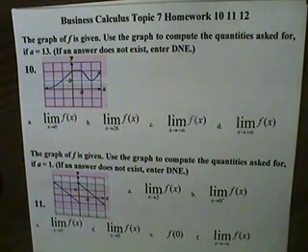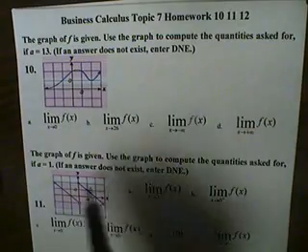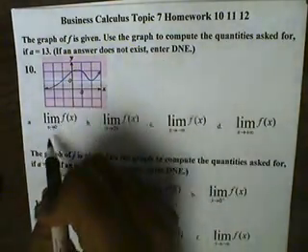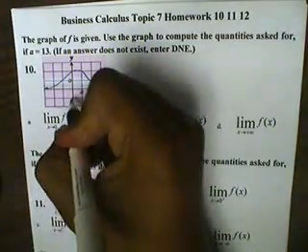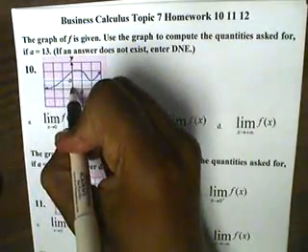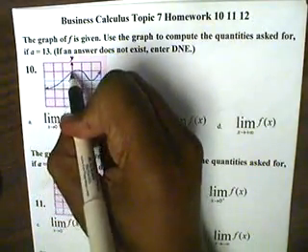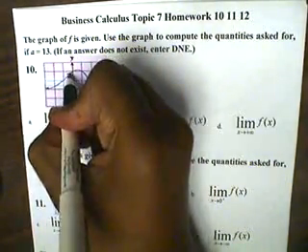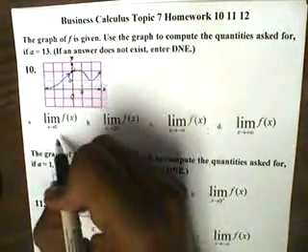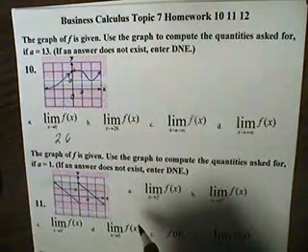Business Calculus, Topic 7, Homework, Problems 10, 11, and 12. We want to find the value of the limits of this graph as x approaches 0. Well, here x is 0, and each tick mark is 13. So that's 0, 13, 26. I'm approaching 0 from the left and from the right. It's approaching the same mark, which is the value of 26.